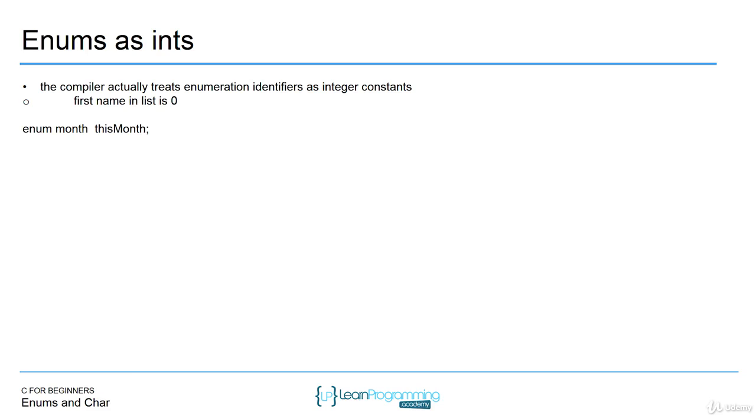So what this means is if we have enum month this month, we created a new variable of type enum month, and then we say this month equals February, this month is actually going to be equal to an integer. But we can still use it to compare against February. But if you were to print out this month to the console, this month would actually be an integer value corresponding to its position when it was defined in the list.